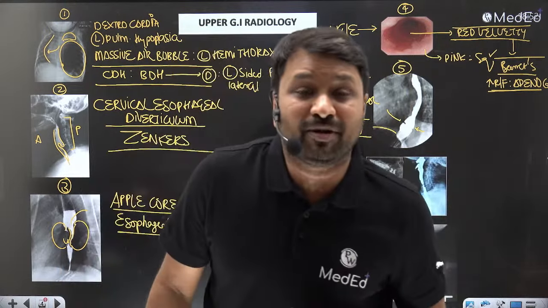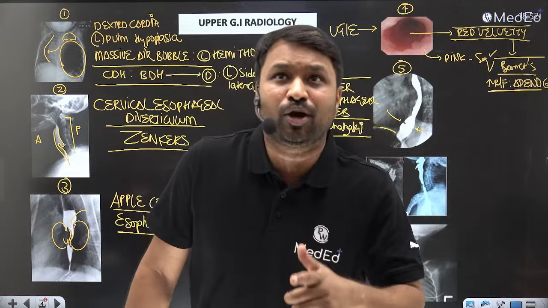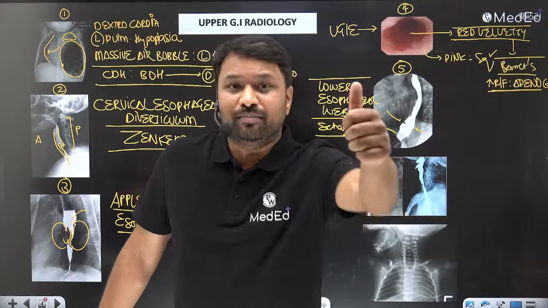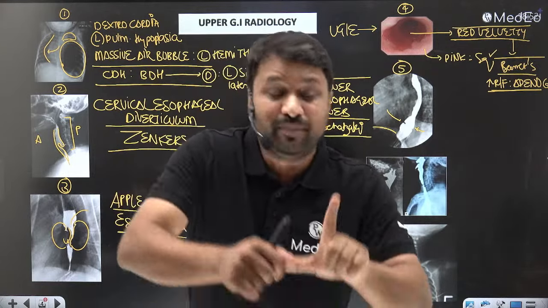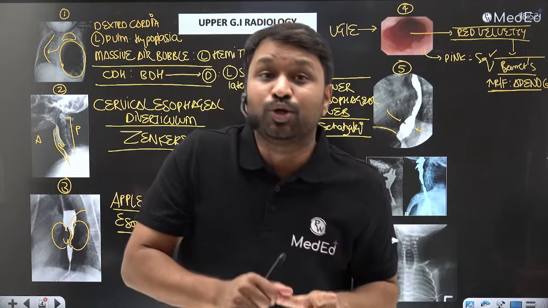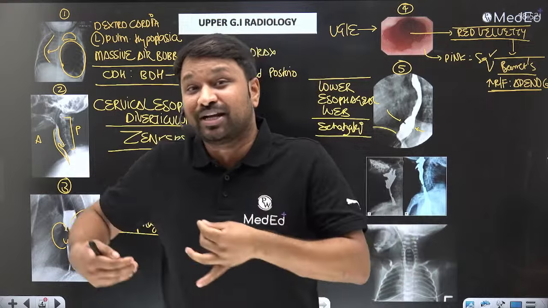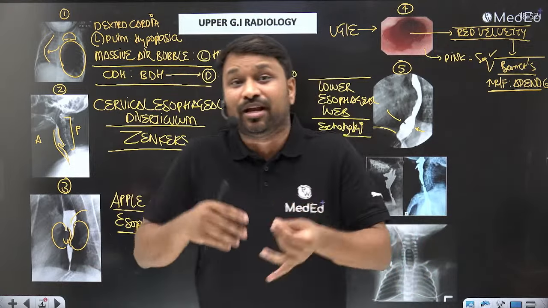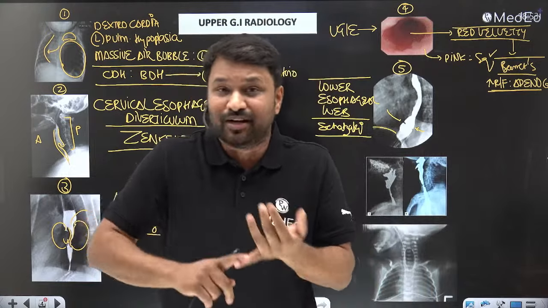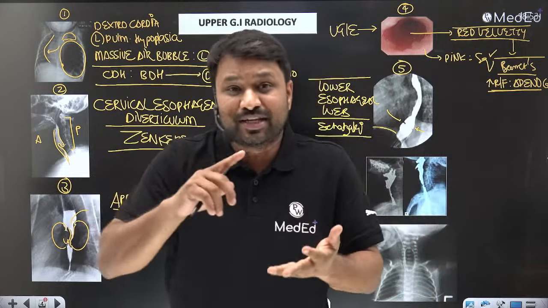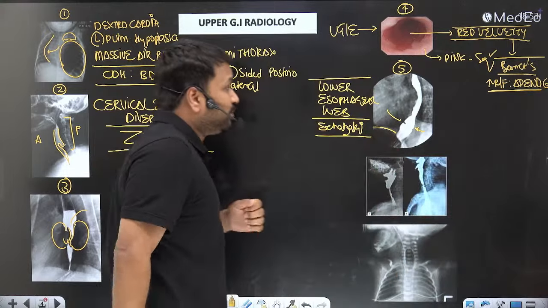What are the components of Plummer-Vinson syndrome? Also called Patterson-Kelly syndrome. What are the components? Number one, you have iron deficiency anemia. That is also called sideropenic anemia. Along with iron deficiency anemia, what else do you have? Atrophic glossitis, along with visceromegaly, that is going to be associated with hepatosplenomegaly. Then associated with koilonychia, right? These are the components. So you have iron deficiency anemia, atrophic glossitis associated with visceromegaly and koilonychia, the features that you cannot miss out on in Plummer-Vinson syndrome.